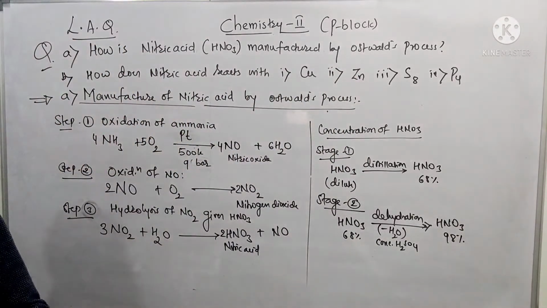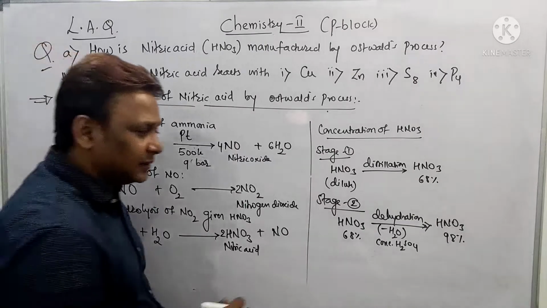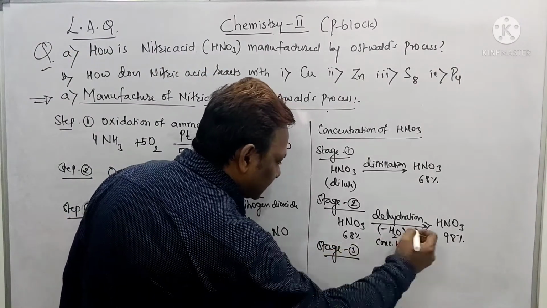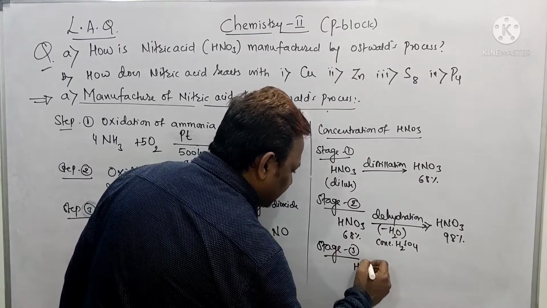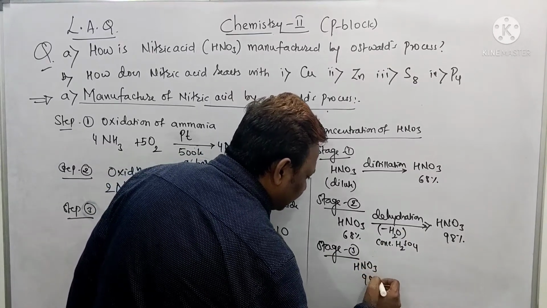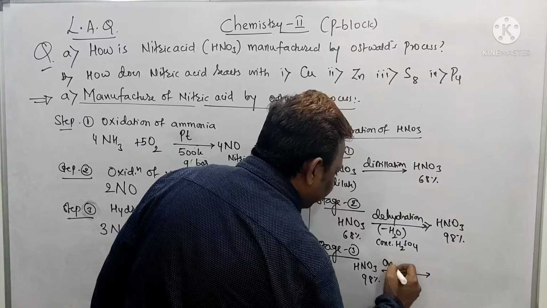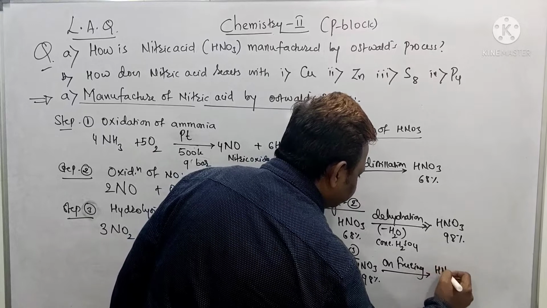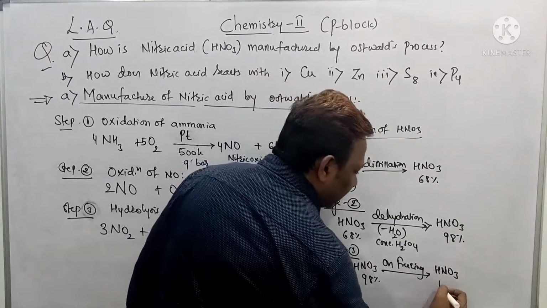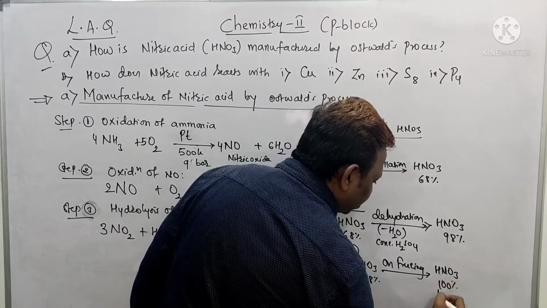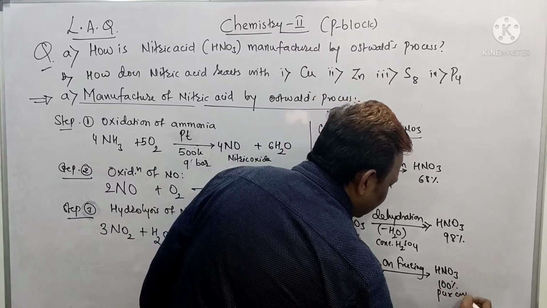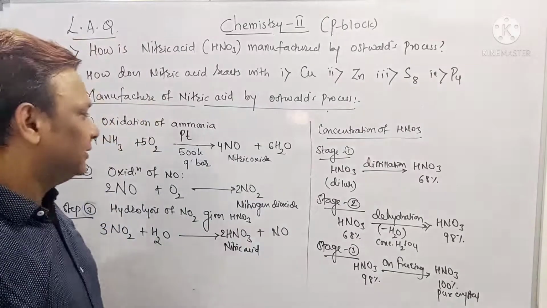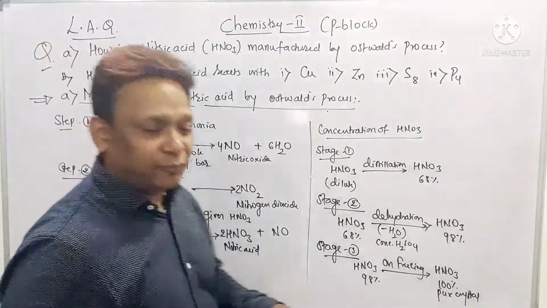Is it clear, beta? And the last step is freezing, stage number 3, beta. What is that? This obtained nitric acid, which is 98%, here I should do freezing. Beta, on freezing this nitric acid, I got 100% pure crystals of nitric acid. Is it clear, beta? If you write all these things, you will get the 4 marks.